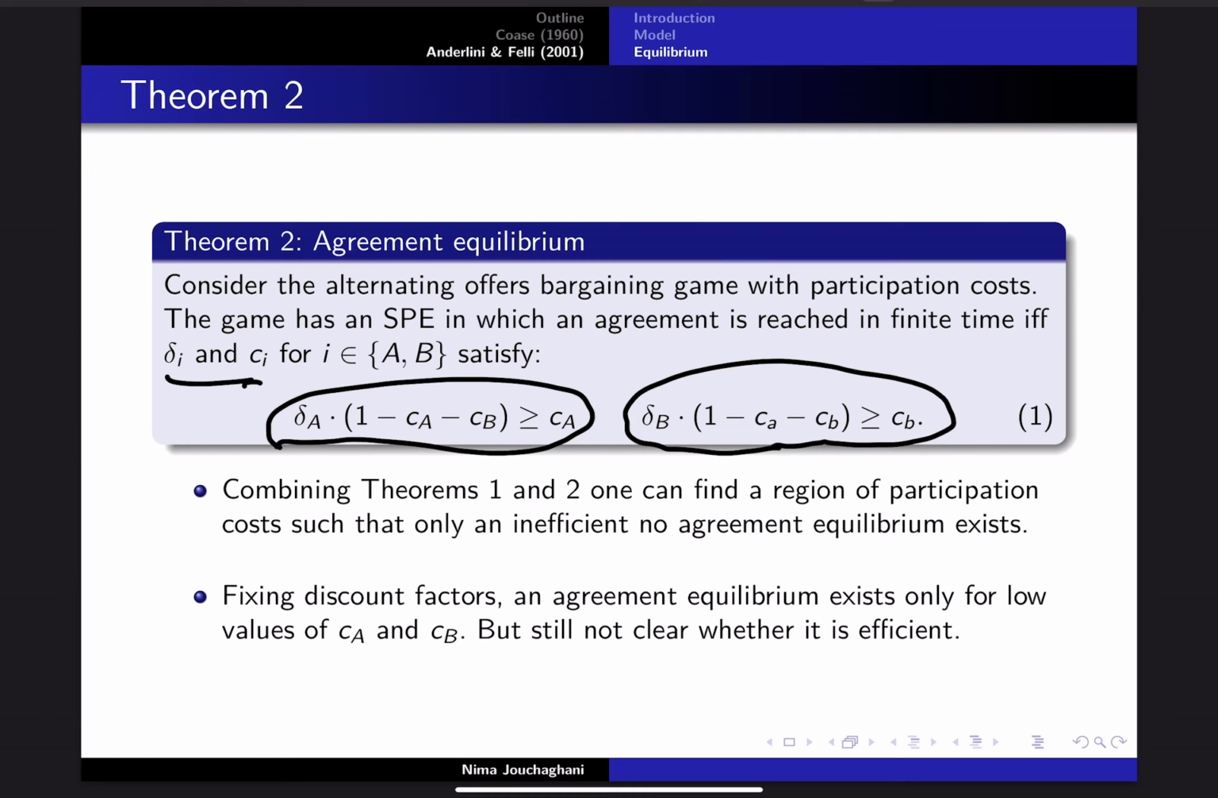An interesting thing here is that if you combine theorems 1 and 2, you find that there exists a region of participation costs and discount factors, exactly the ones which do not fulfill those two inequalities, such that the unique equilibrium is one which is inefficient and where you have no agreement. So you only have the equilibrium of theorem 1. Because depending on the values, if delta A and delta B are very close to 0, then the unique equilibrium is given by no agreement, even though agreement would be efficient.